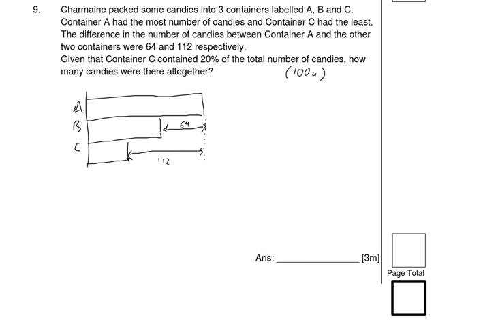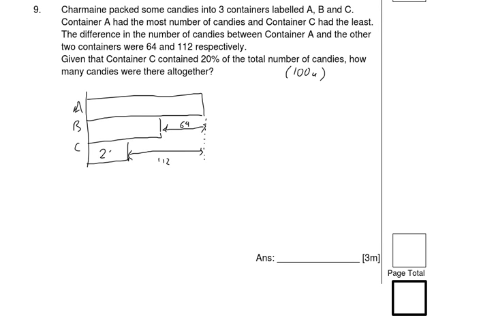Now, if there are 20 units in C, so in A and B, how many units are there, Danish? Don't waste time now. Just ask him to copy out 10 times. Okay, Alexis. 80 units, right? A and B. True, because the total adds up to 100 units. Am I right? Okay. How many candies were there altogether?